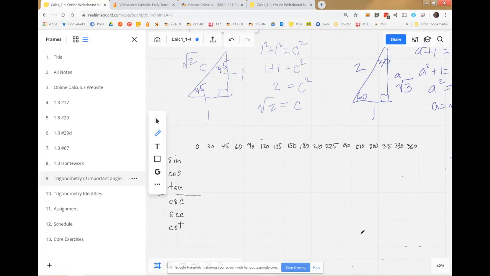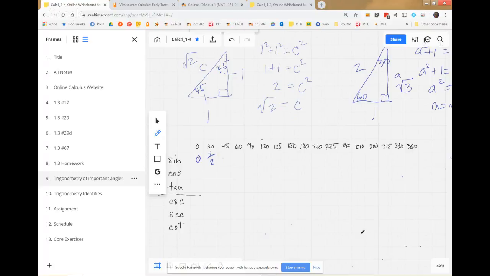The sine of 0. So sine is all the way down. Remember, that's the vertical coordinate, so it's going to be 0. 30 degrees. Now you can see that from above. The sine of 30, opposite over hypotenuse, 1/2.